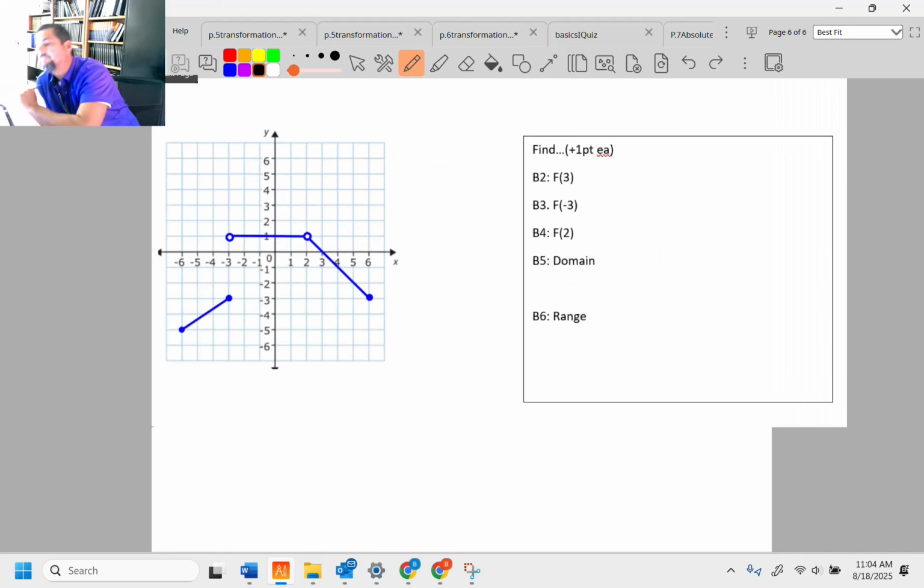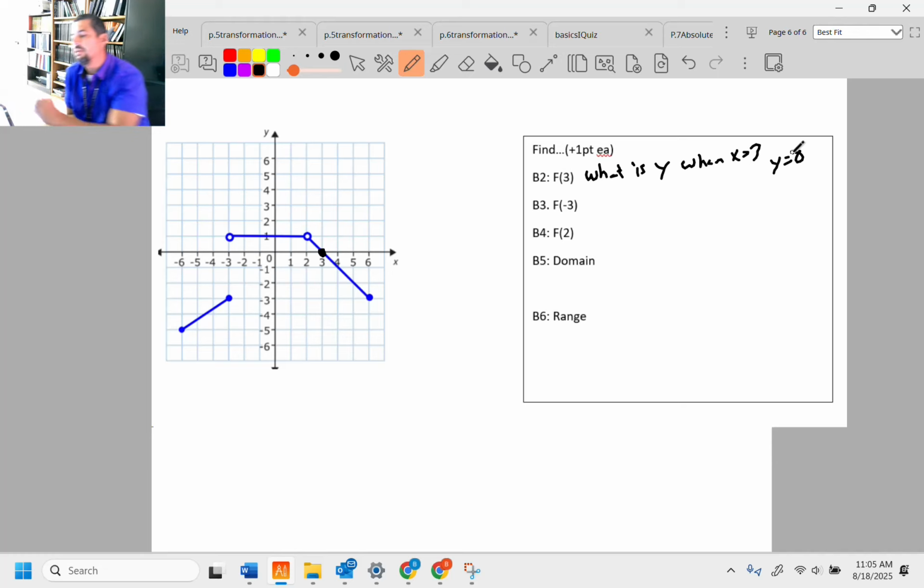Moving forward again. You are supposed to find certain things about this graph, like find f of 3. Well, f of 3 is asking what is y when x is 3. So here's where x is 3. That's right, sitting on the x-axis. So when x is 3, I know that y is 0.